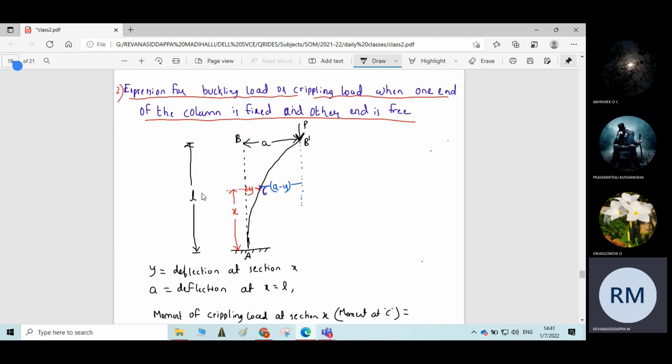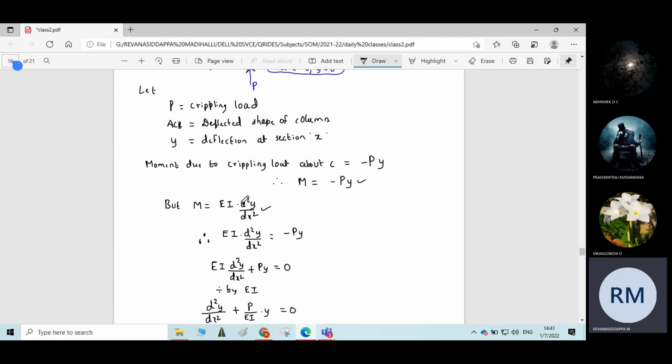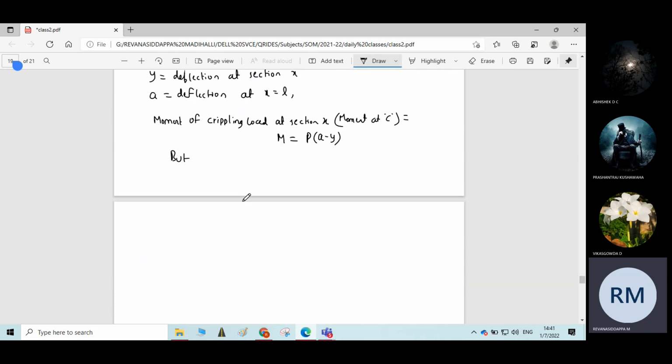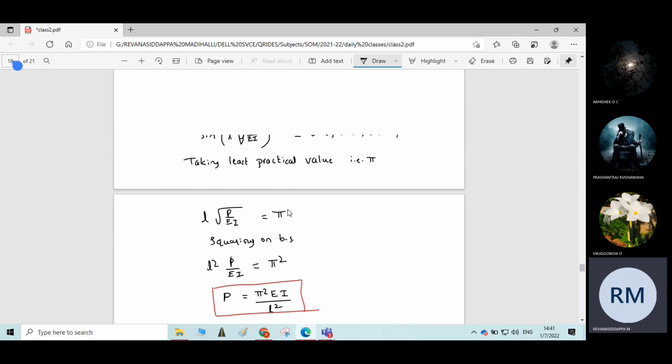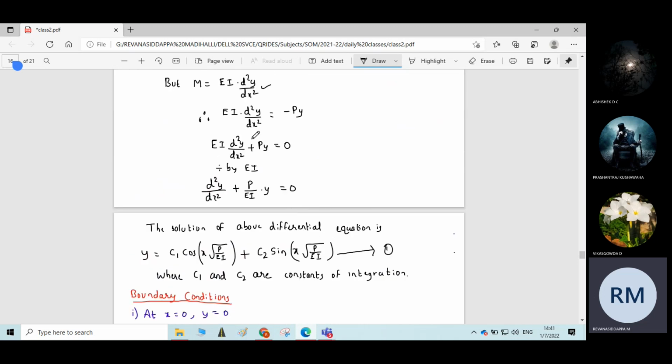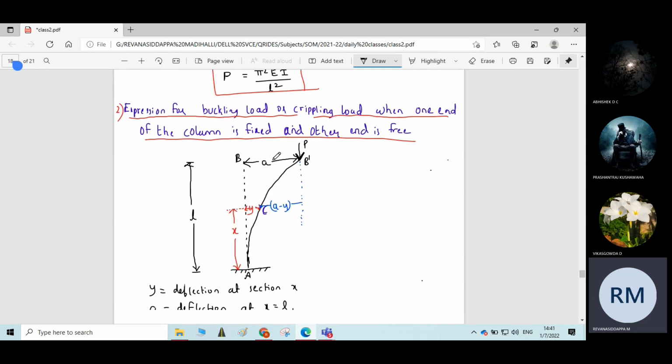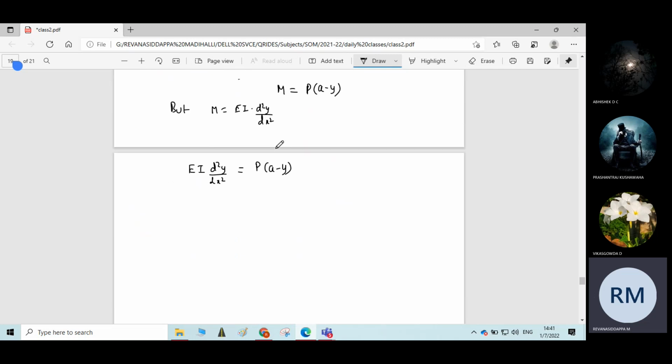But similar to the previous problem, what is M? M is equal to EI into d square y by dx square. Same equation I will write, same procedure. So from both these two equations, we can write EI into d square y by dx square is equal to P into (a minus y). In the earlier derivation, EI d square y by dx square was equal to what? It was minus Py, but in this derivation, it is P into (a minus y).